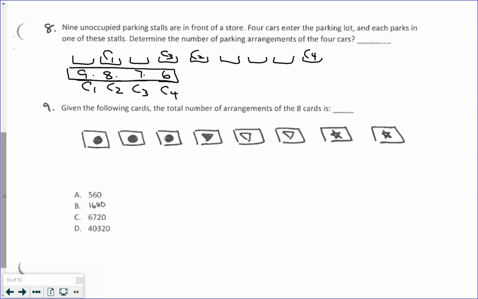Okay, give number 9 a try. So as a nudge, if you got D, you've missed something.